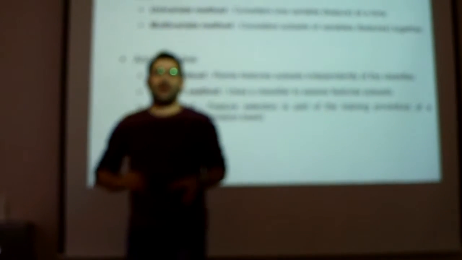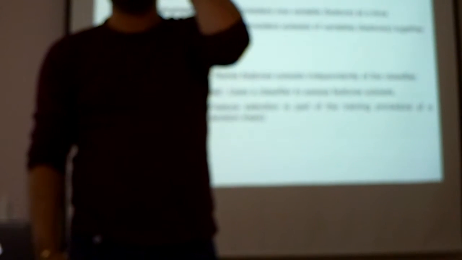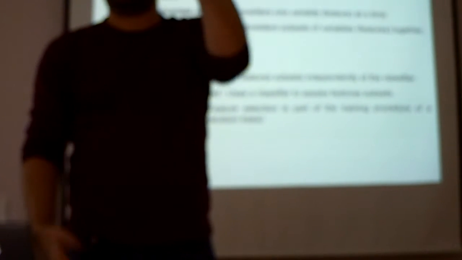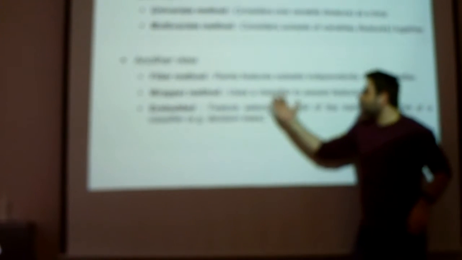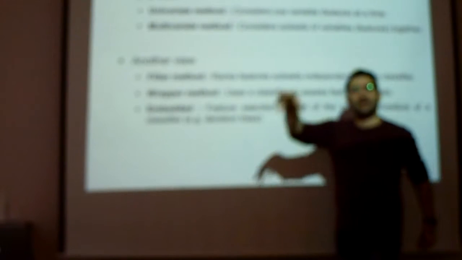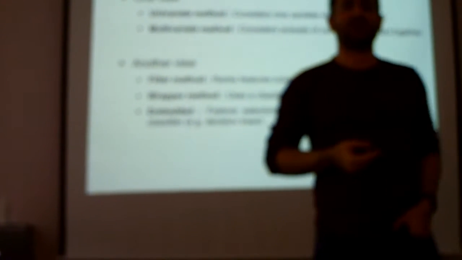Now, the wrapper method is the way that we use a classifier, which is supposed to do the classification, to help us in order to select the features. How can we do it? See, here in the class only one person talks. Now, the question is this. In wrapper methods, we want to use a classifier to tell us which features are good. How can a classifier tell us which feature is good?